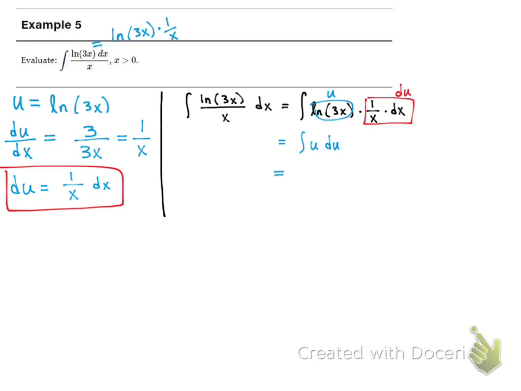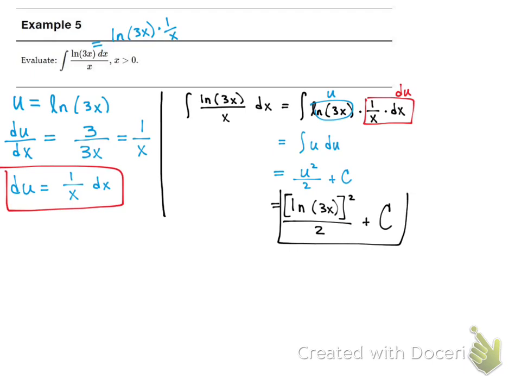So using the power rule for integration, I know that integral is just equal to u squared divided by 2 plus c. Now I can just plug back in the value of u with respect to x. So I know u equals ln of 3x. So I have ln of 3x, and then all of that is squared, and then divided by 2 plus c. So that's my answer for this problem. And again, I can check that by taking the derivative of it, and I should get what I started with, which was ln of 3x over x.